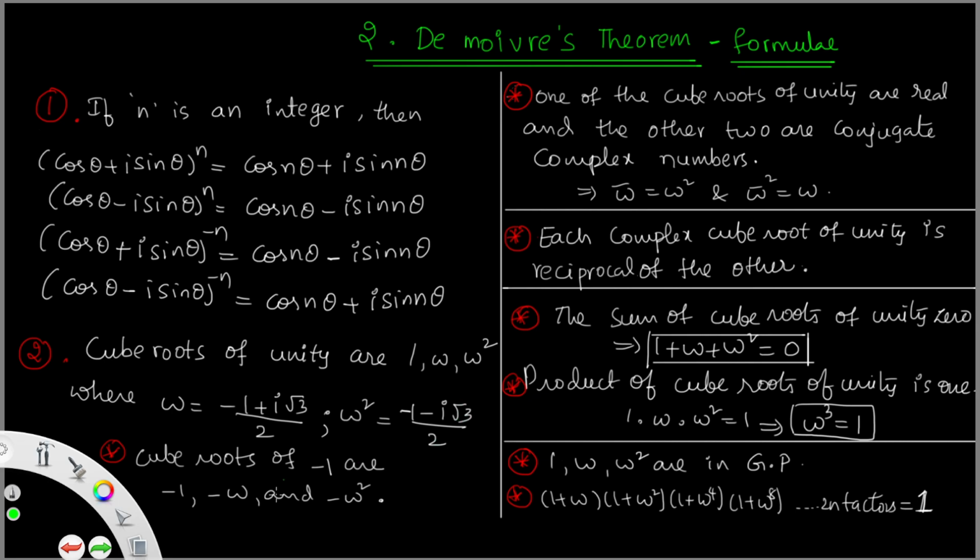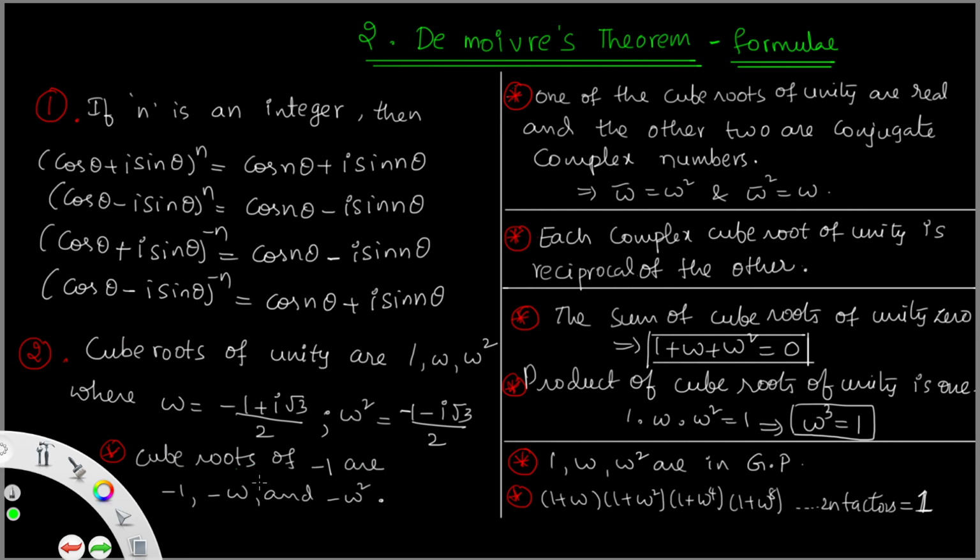And the cube roots of minus 1 are minus 1, minus omega and minus omega square. Minus omega is nothing but 1 minus i root 3 by 2. Minus omega square is 1 plus i root 3 by 2. So those are the cube roots of minus 1.